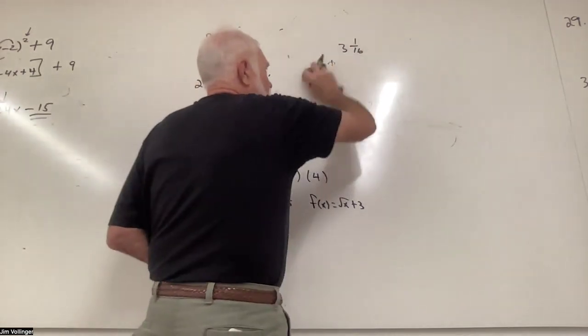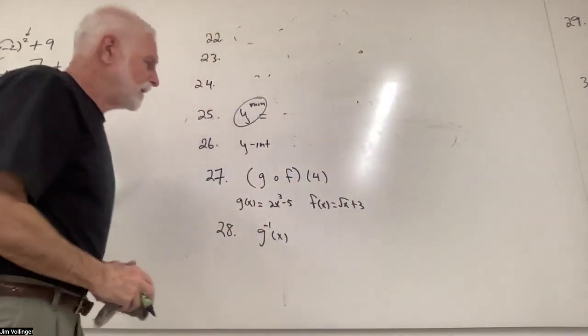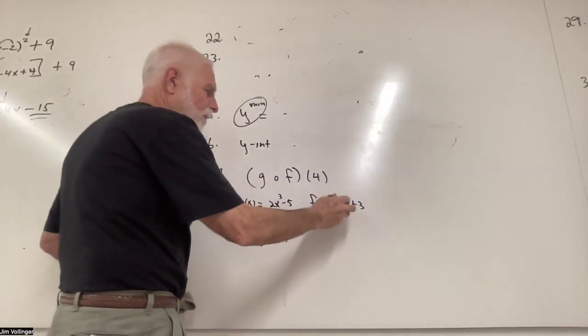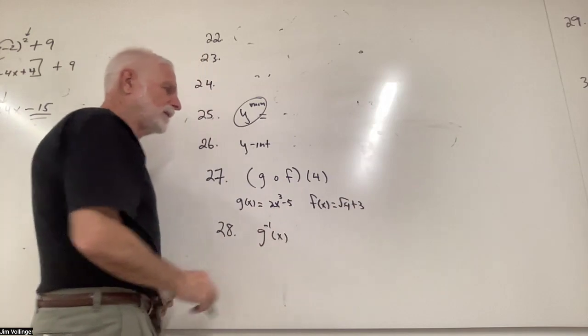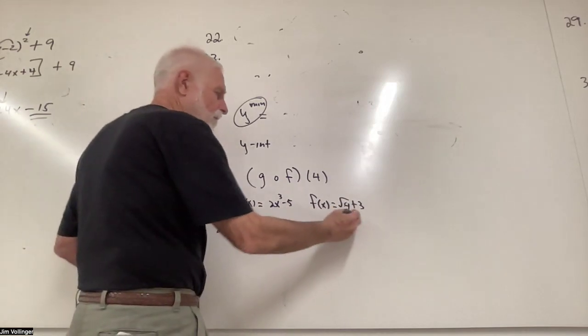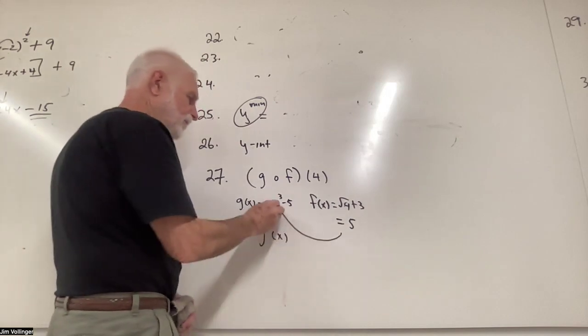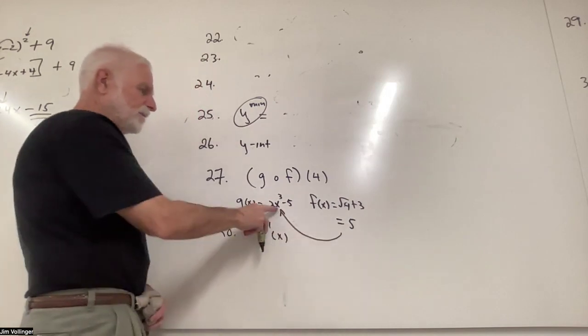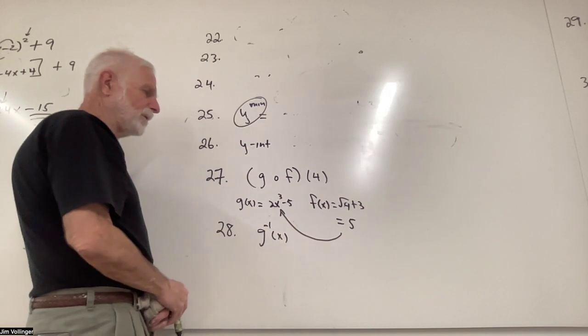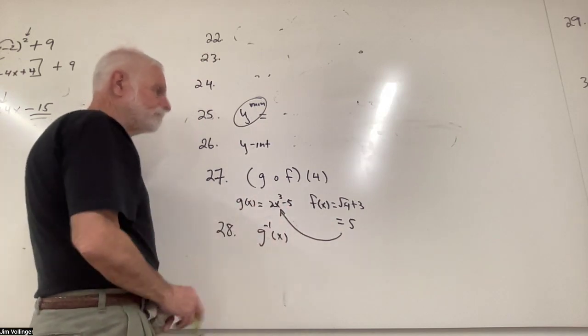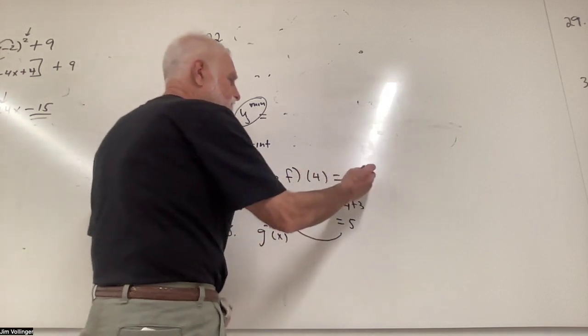g of f of 4 is how you might see this on your SATs. So I got to do f of 4 first, which means I'm plugging 4 into the square root function. And I can see that that's equal to 5, square root of 4 plus 3. Then I got to take that 5 and plug it into the g function. And that gets me 125 after I cube it. Times 2 is 250. Minus 5, 245.